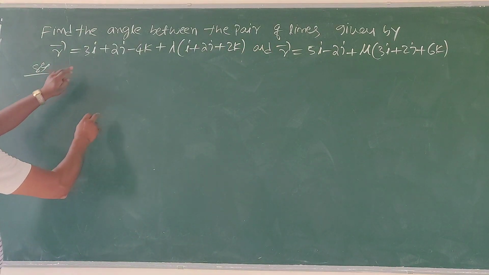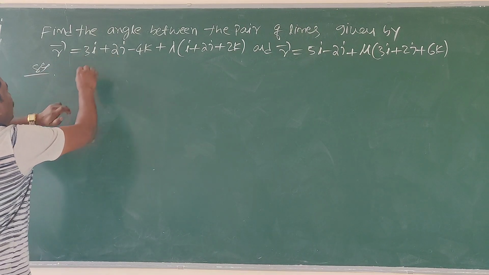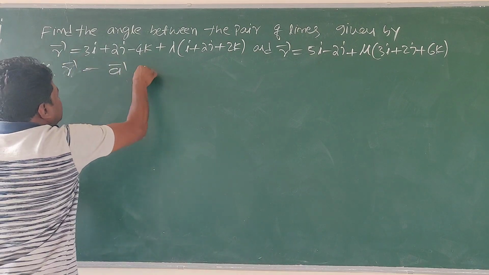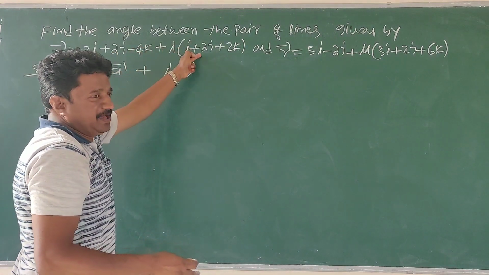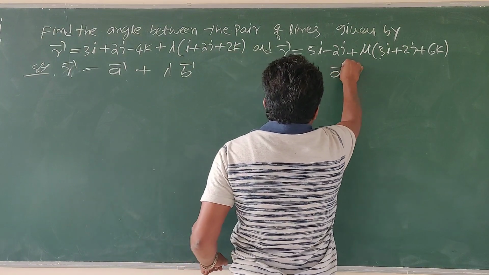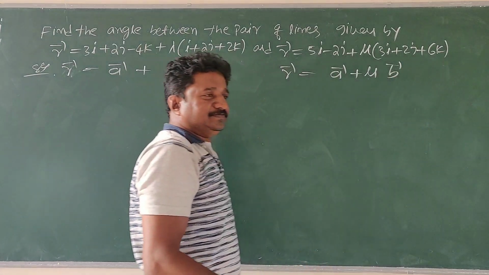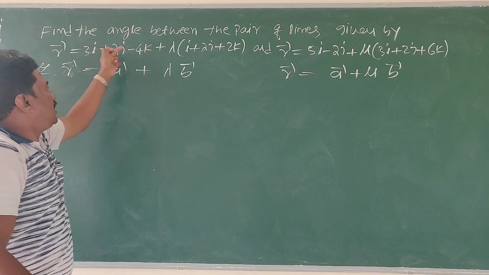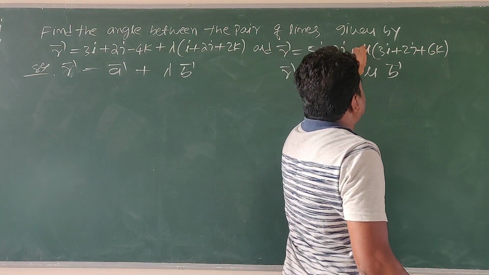Look at this. Clearly, the given line is in the form r equals a plus lambda b. So one more line, students: r equals a plus mu b. Lines are given in the standard forms, r equals a plus lambda b and r equals a plus mu b.